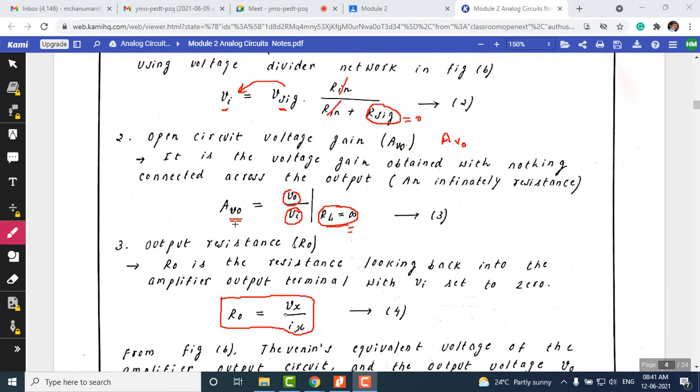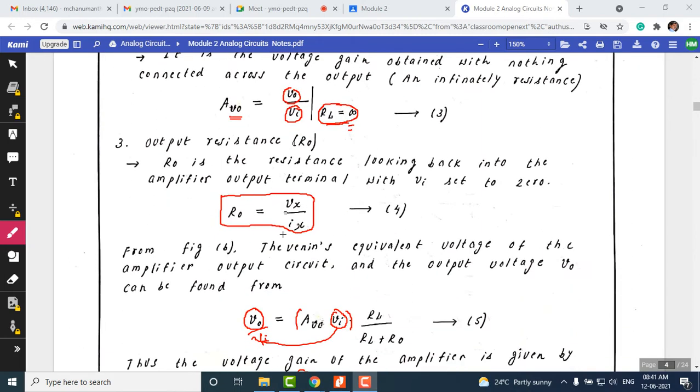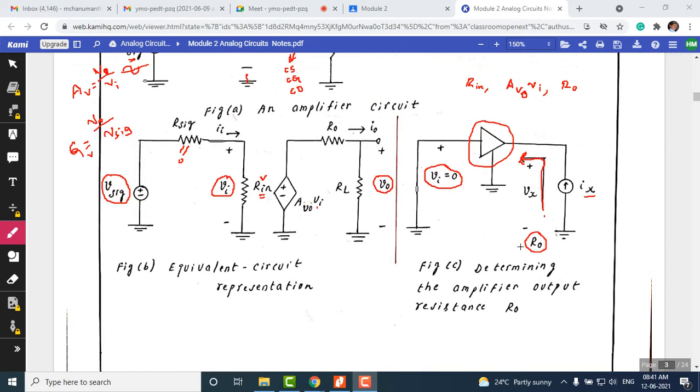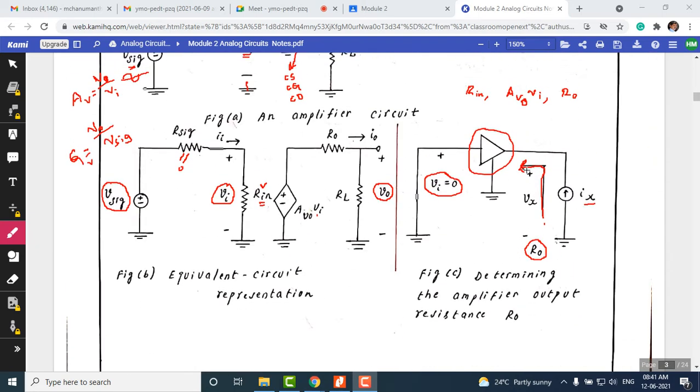And another parameter which we need to be aware of is the open circuit voltage gain, AV naught. This is the definition, V naught by Vi, under the condition RL is equal to infinity. And to measure the output resistance, we need to connect a temporary voltage source labeled as Vx that provides current Ix at the output terminal. As you can see in the circuit here, we have connected a temporary voltage source across the output of an amplifier, and that gives us the current Ix.